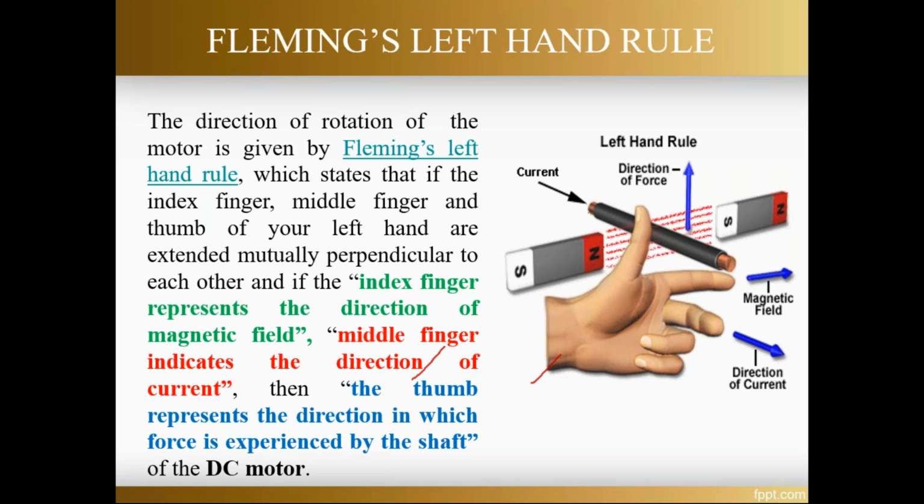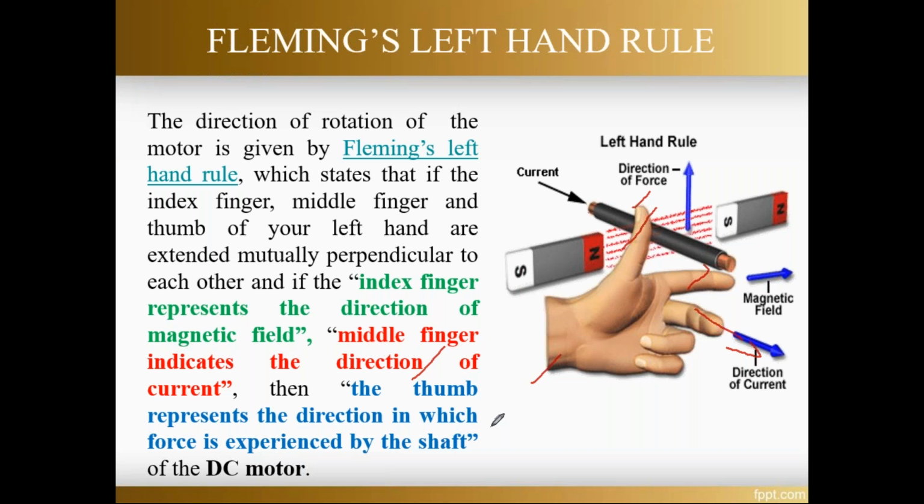In the left hand, take the thumb, forefinger and middle finger, and place these three fingers mutually perpendicular to each other. If you see the diagram here, the index finger, also called the forefinger, gives the direction of the magnetic field. The thumb represents the direction of force, or the direction in which the conductor will be moving. The middle finger indicates the direction of current. Just simple.